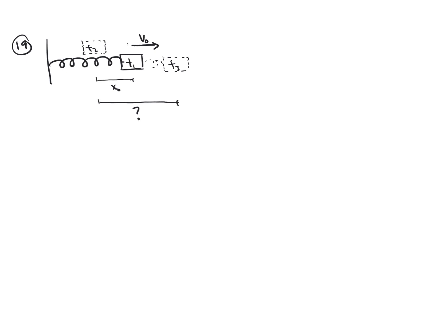So for part A, starting with T1 and T2, there's no gravitational energy here, so it's just spring. So U1 plus K1 equals U2 plus K2. The spring is at equilibrium for T2. So half k x naught squared plus half m v naught squared equals half m v2 squared.